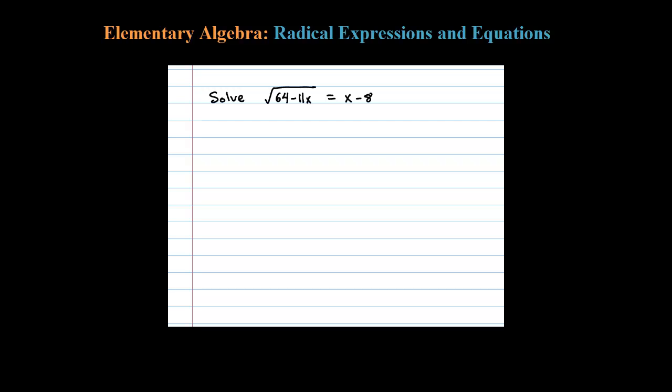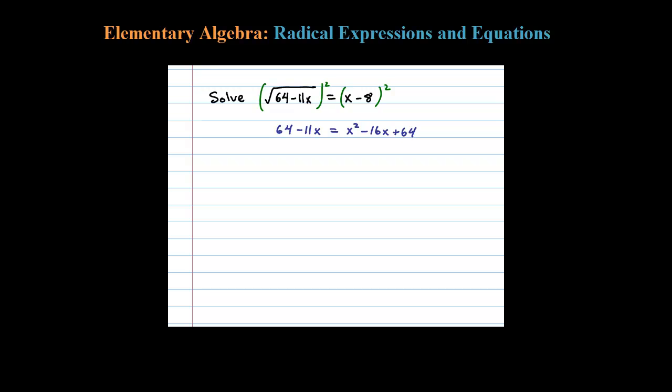Here I'm asked to solve a radical equation where the radical is already isolated. So let's go ahead, step number one here, and square both sides. When you do that, you'll be left with the argument here, 64 minus 11x equals, now x minus 8 times x minus 8, when you distribute, will give you x squared minus 16x plus 64.